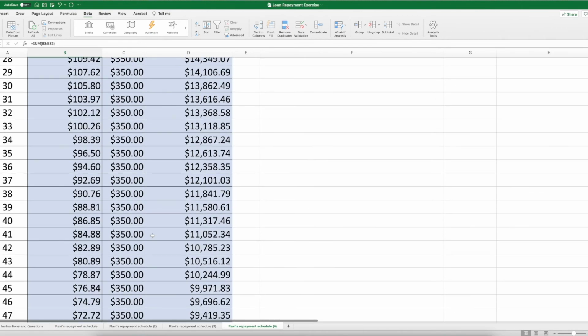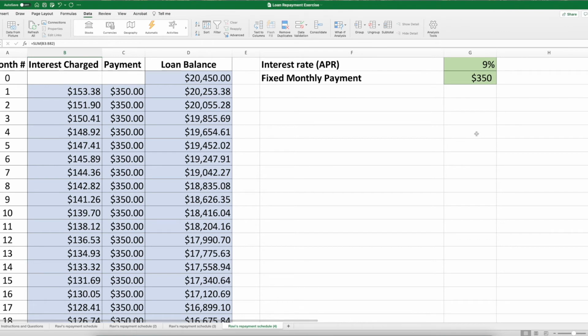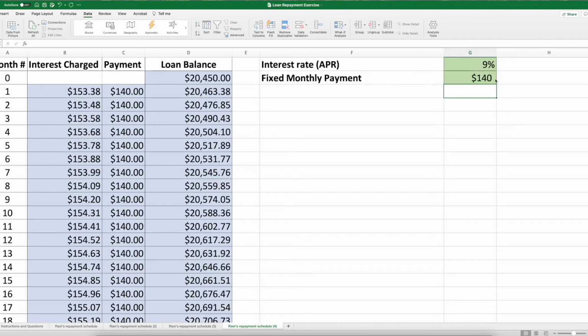So what happens if he chooses to pay $140 monthly? Well, let's redo the calculation by changing the value in this cell from 350 to 140. Okay, so all the payment cells have been converted to 140. So how long does it take for him to pay off the loan? Well, do you notice a strange thing happening? The loan balance is growing every month. Instead of going down, it's going up.